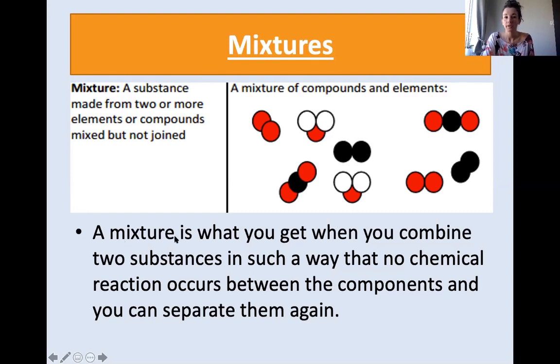Okay, so if you're writing notes, you can pause now and write down: a mixture is when you combine two substances in a way that no chemical reactions occur. Okay, so you can separate them out again. That's the key point here.